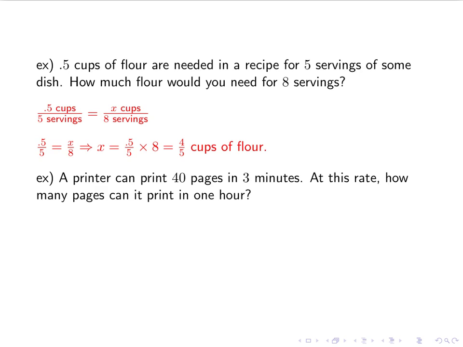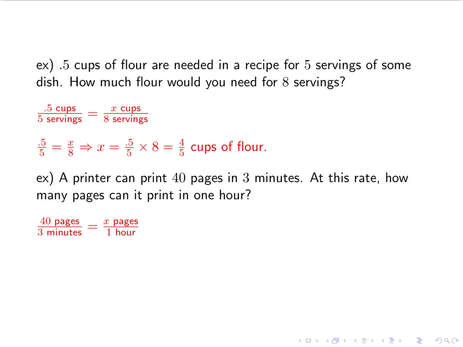As another example, a printer can print 40 pages in 3 minutes. At this rate, how many pages can it print in 1 hour? So again, I'm going to set up my first rate as 40 pages per 3 minutes. And then I have x pages per 1 hour. So 40 over 3 equals x over 1.